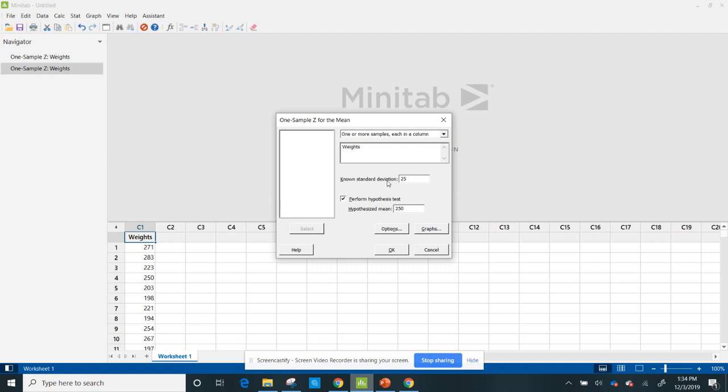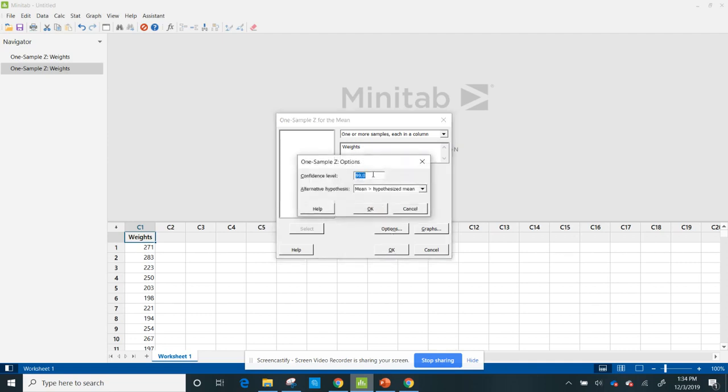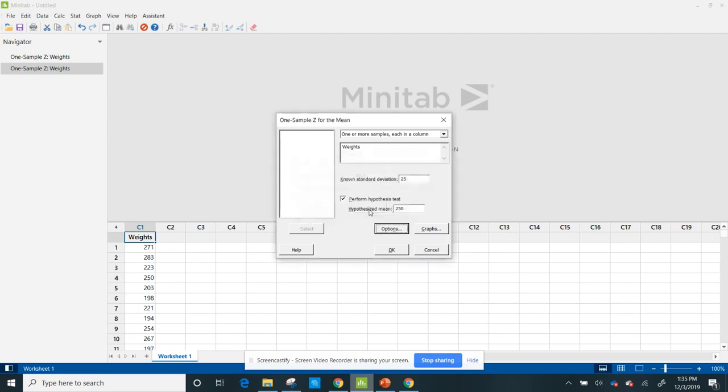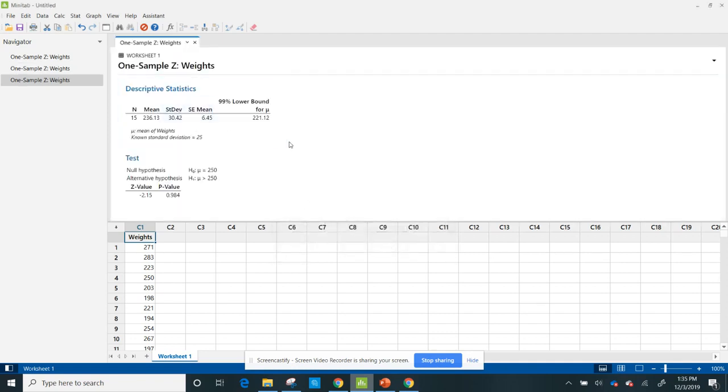Here I put my population standard deviation of 25. I've checked perform a hypothesis test, and I put my hypothesized mean of 250, and I hit options. My confidence level is 99 because I had a 0.01 level of significance. My alternative hypothesis is greater than because remember, he wanted to know if it was more than 250. I hit OK and hit OK again, and I'm given a lot of information.